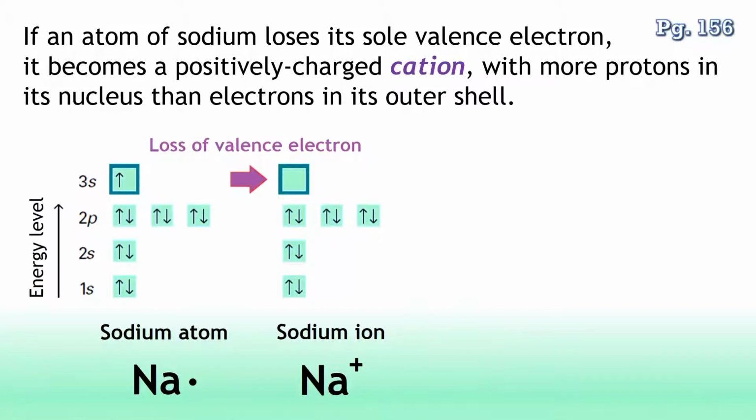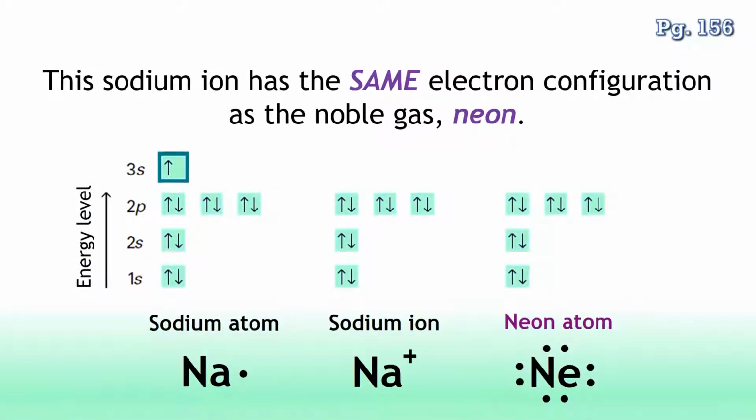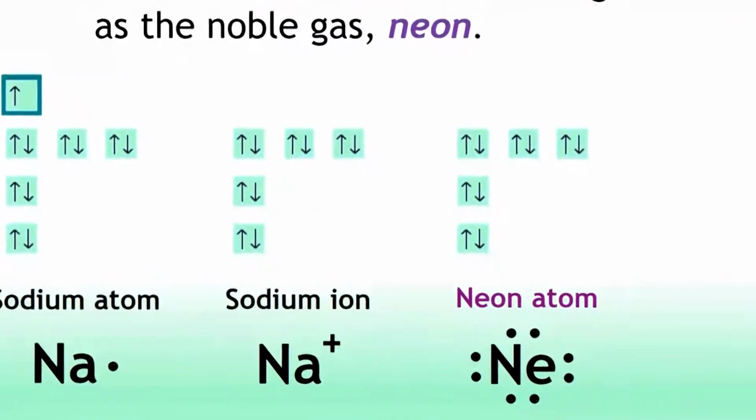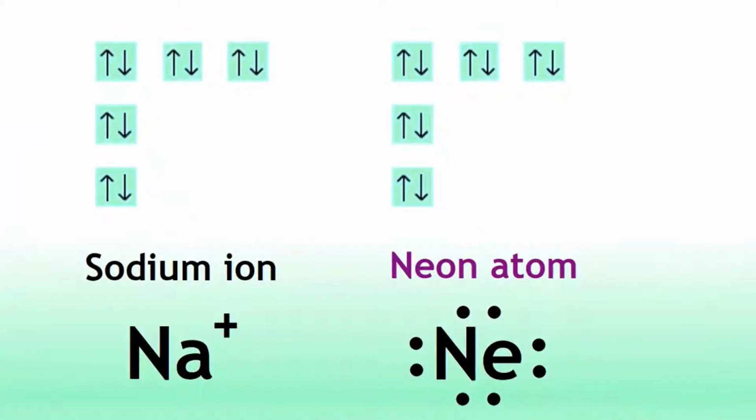Let's now compare that with neon. The sodium ion, Na+, has the same exact electron configuration as the noble gas neon. Neon's atomic number is 10, and so it's perfectly happy to have 5 boxes completely filled with 2 electrons apiece. And in the Lewis dot structure, we see the 8 dots symmetrically arranged around the element symbol, showing that it is both electrically balanced and structurally balanced, that it has an equal number of positive and negative charges, and it also has its outer shell completely filled.